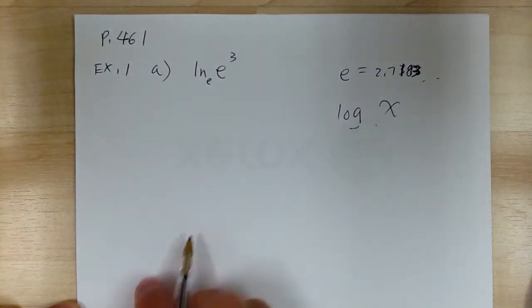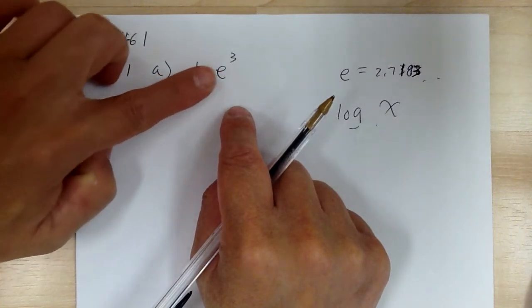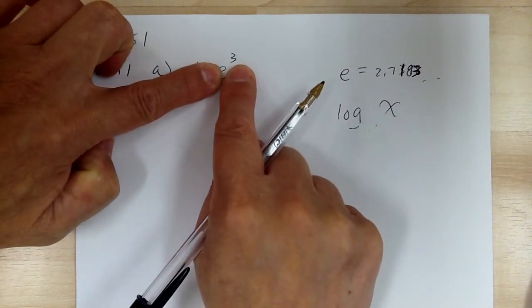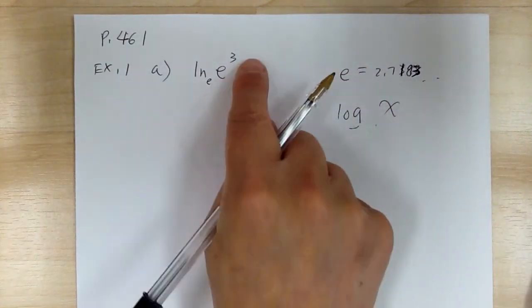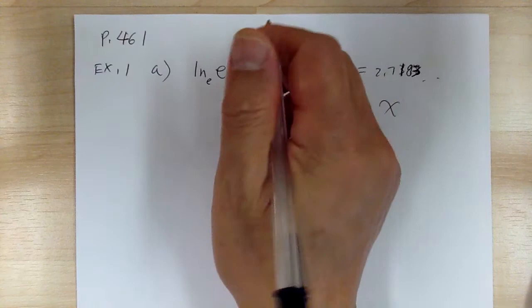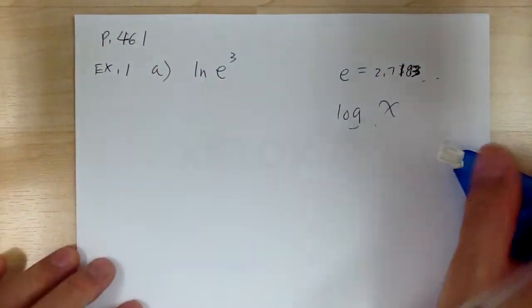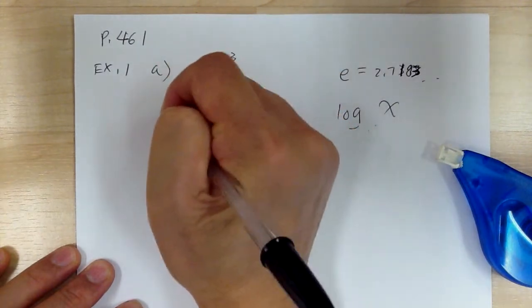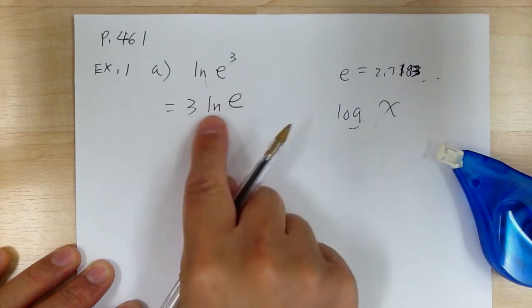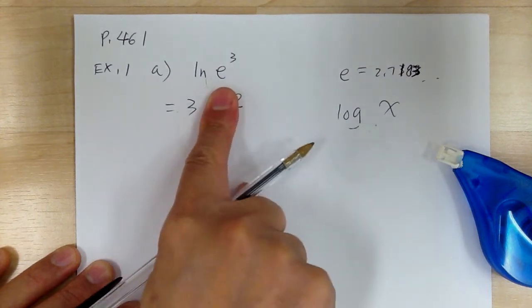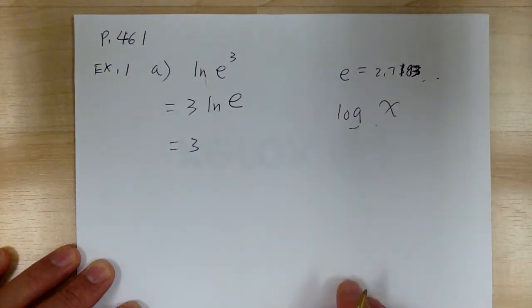Now, to evaluate this, the natural e of base e is going to cancel out, so your answer will be 3. Or if you don't see it, you can apply your third law. So 3 comes to the front, so this is equal to 3 natural log of e. And natural log and e are inverse functions of each other, so it cancels out. So the answer will equal 3. All the rules that you learned are the same.